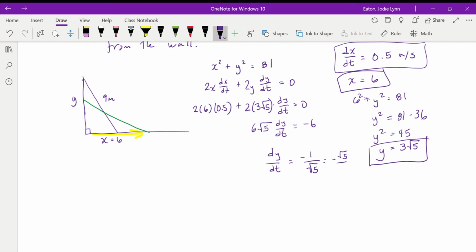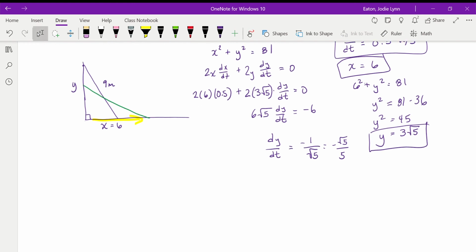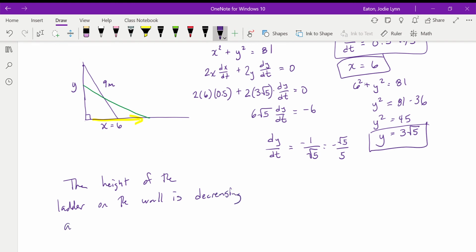more properly rewritten as negative root 5 over 5. Okay, so now we're going to answer our question, which is the height of the ladder on the wall is decreasing at a rate of root 5 over 5 meters per second.